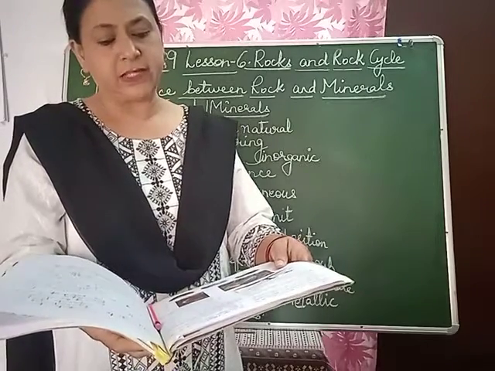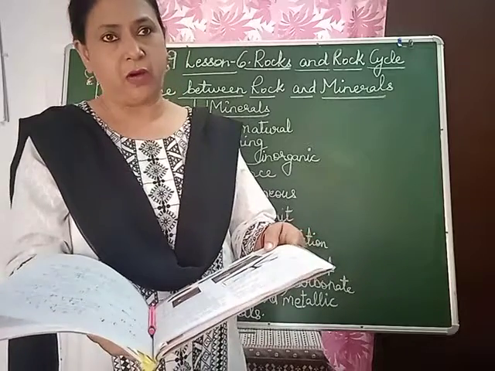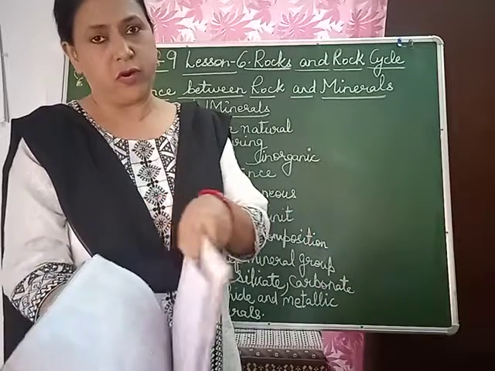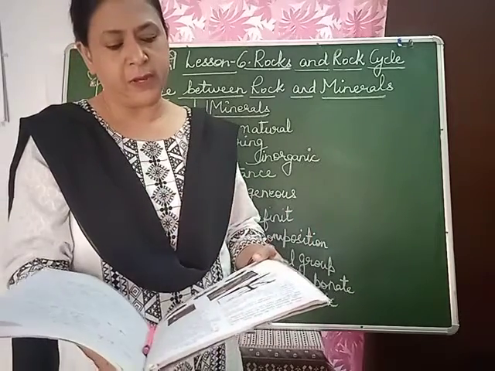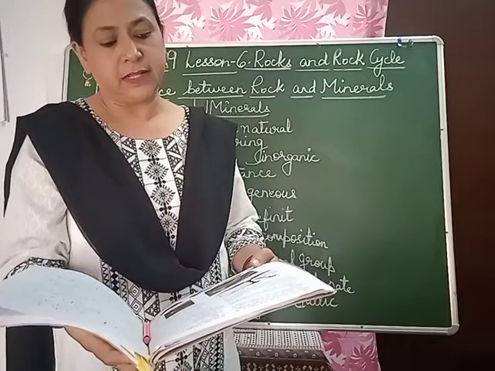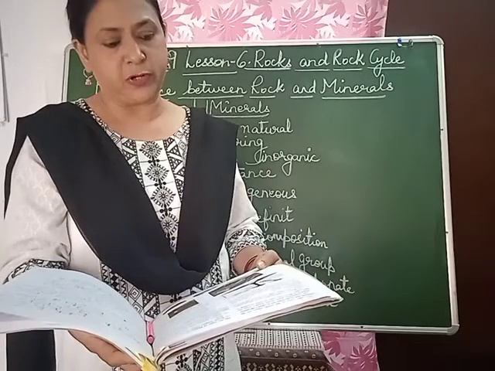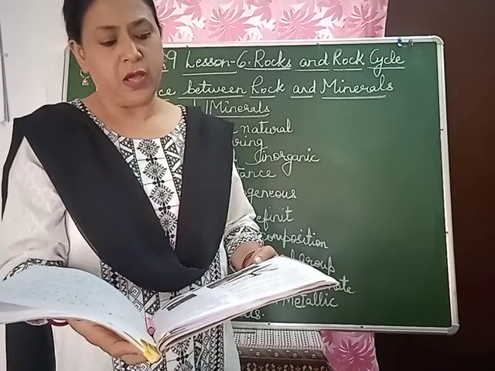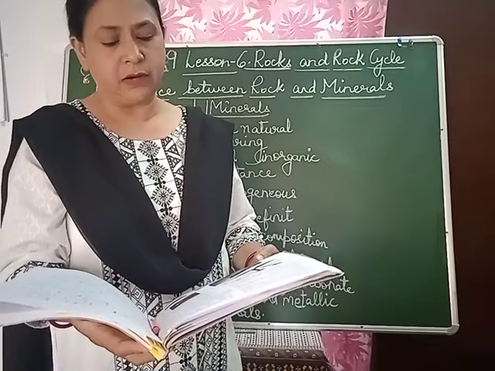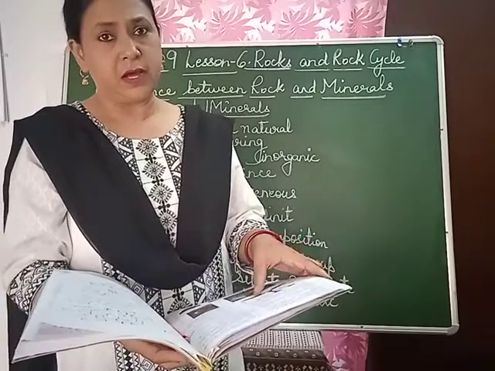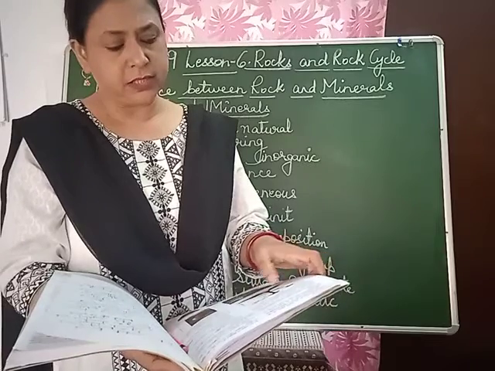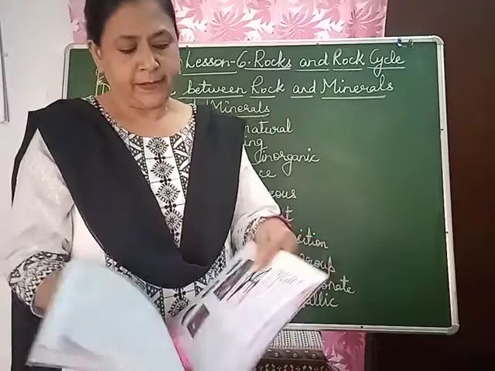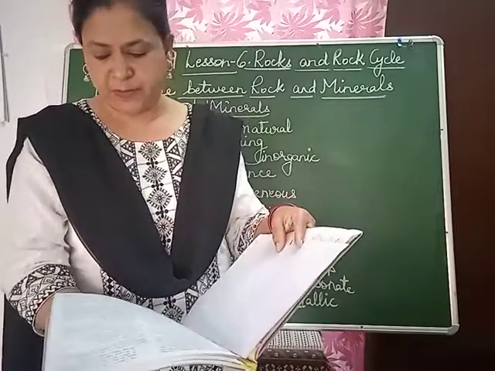Magma that has solidified below the surface is called intrusive rock. See the diagram, children, over here: formation of igneous rocks. Magma is down below, the plutonic rock is there, and from the volcano the lava flows down, comes from the crust of the earth, and it explodes and spreads across. Let's read the next part on page 55.